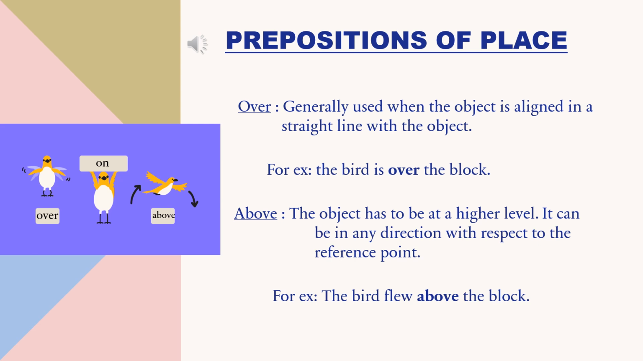But when we talk about above, the object just has to be at a higher level, but it can be in any direction. It can be center, left, right, anywhere. So the example will be, the bird flew above the block. Okay, so it's flying. It can be a little bit left of the block, it can be a little bit right of the block. Only that it is above, it is at a higher level than the block.